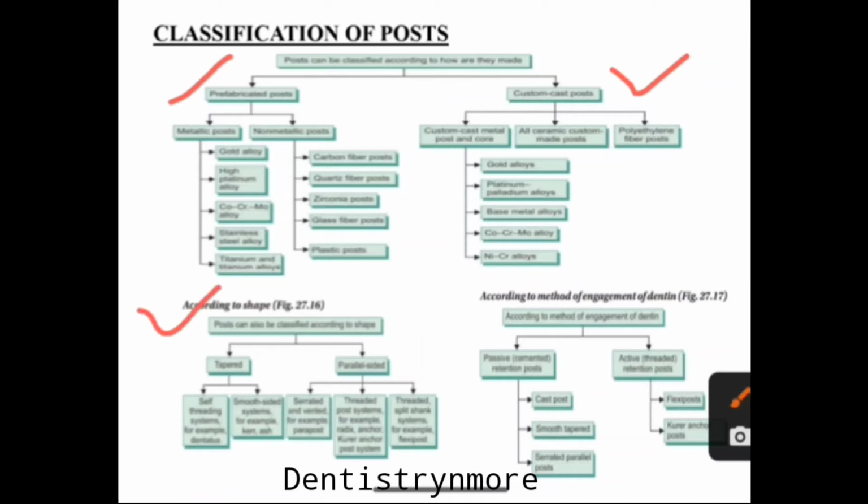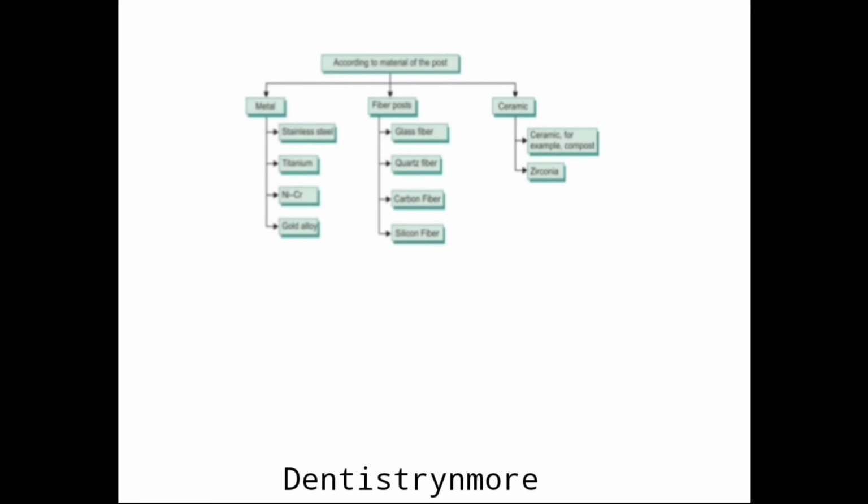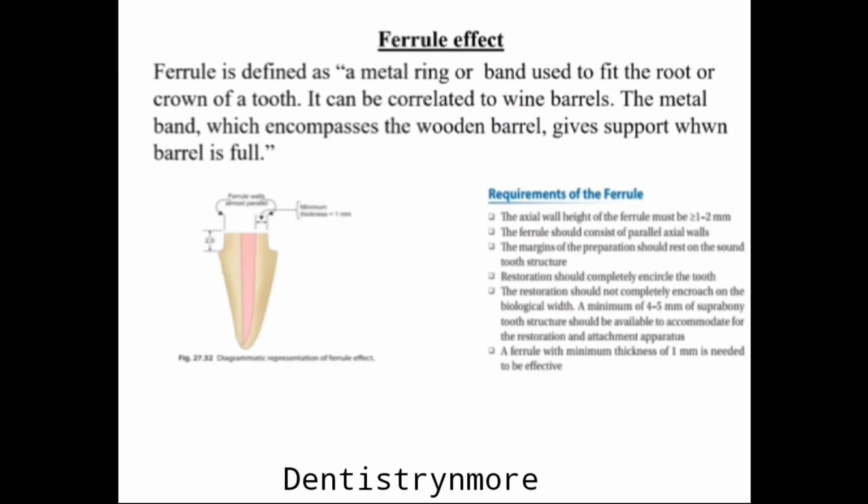Next one is according to the shape. They are classified into tapered and parallel sided. In case of tapered, there is self-threading and also smooth sided. Now we are moving to classification according to method of engagement of the dentine, that is classified into passive and also active. In case of passive, it includes cast, smooth, and serrated. Next one is according to material of the post. It is classified into metal, fiber post, and also ceramic. So these are the classifications.